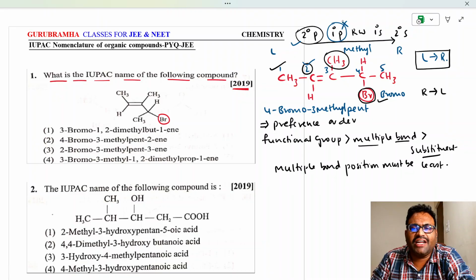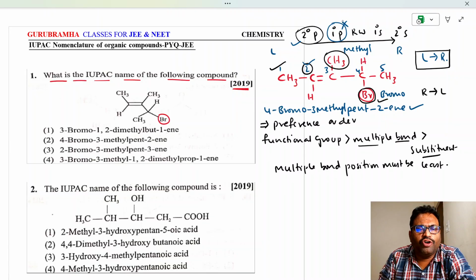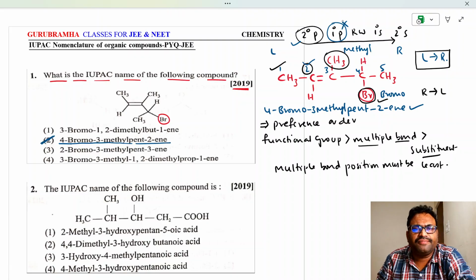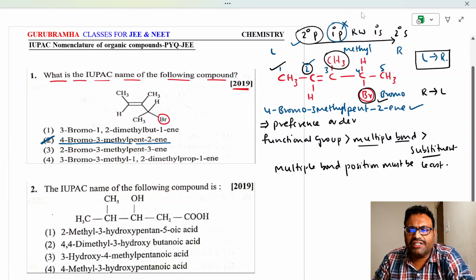To represent that double bond, where is the double bond present in the parent chain? It is present at the second carbon atom. So we write it as 2-ene. So this is the IUPAC name of the given compound. Where is that option? You see 4-bromo-3-methyl pent-2-ene. This will be the answer. Understood? Right? So let us see the next question.